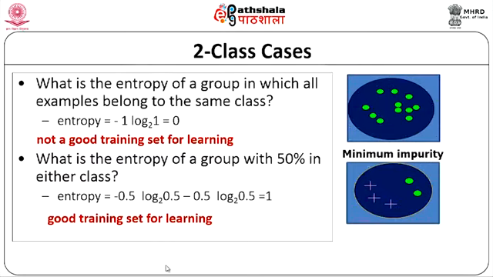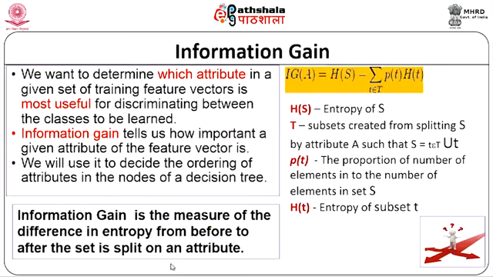It is a good training set, because it gives you enough information for training. So, this is the maximum impurity. Now, let us look at information gain. So, what did we start off with? We started with entropy. Now, how do you define information gain in terms of entropy?